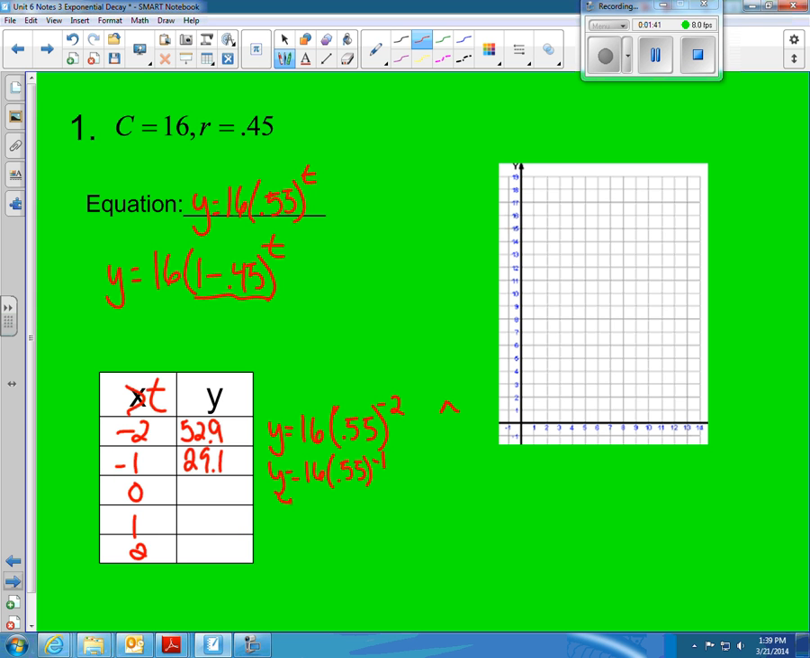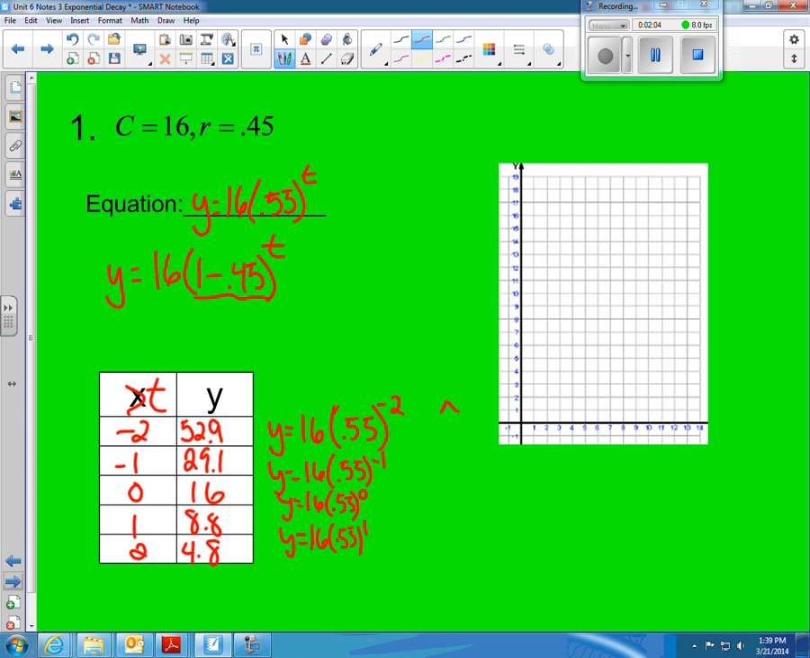Plug in 0. 0.55 to the 0 power. We end with 16. Y equals 16 times 0.55 to the first power. We get 8.8. And our last one, to the second power, 4.84. So we're going to round that to 4.8.